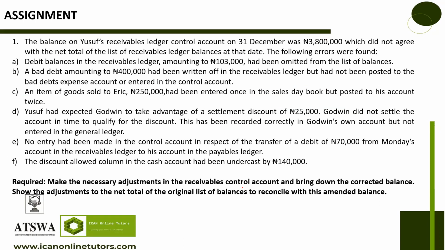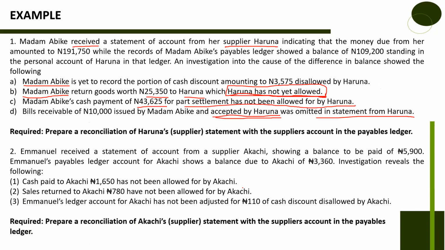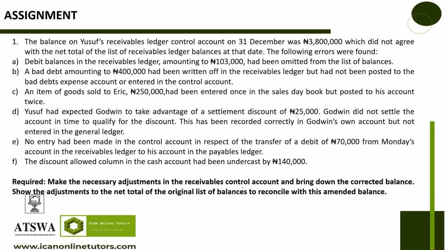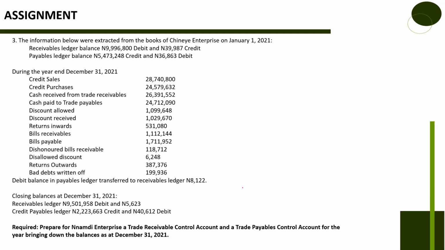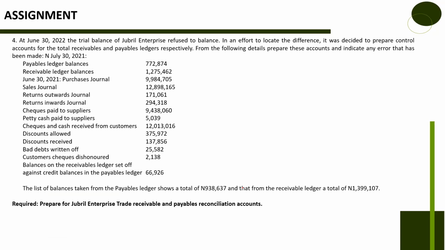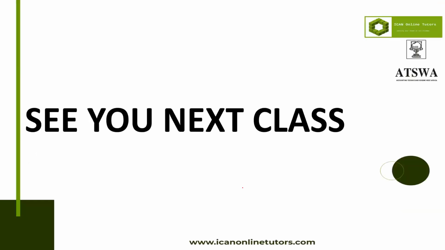And I have set some assignments for you. It's not much, but make sure you attempt. I think it's about 4 questions, plus this one here will make it 5. You can see this, make the necessary adjustments in the receivable control account. Calculate the amended receivable ledger control account. This one is still the same receivable control account. Number 3 here is for you to prepare a trade receivable control account and a trade payables control account from the information that we're given here. Number 4, you have to prepare the trade payable and receivable control accounts too. So practice these questions. I will see you in my next class.